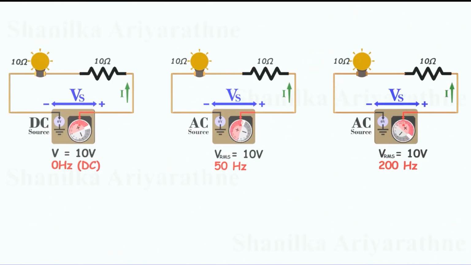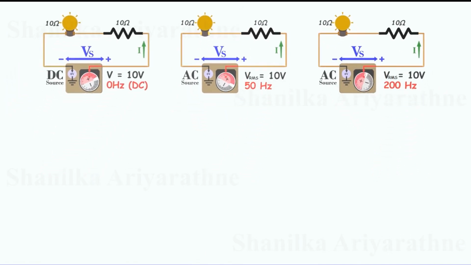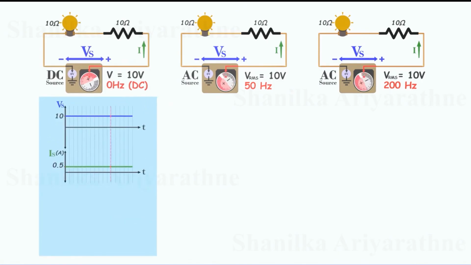Let's start with the resistive circuit. In all three cases, everything in the circuit stays exactly the same. The only thing we change is the frequency of the source. Now let's plot the voltage and current waveforms. When the frequency is 0 Hz, which means DC, both the voltage and the current remain constant over time.